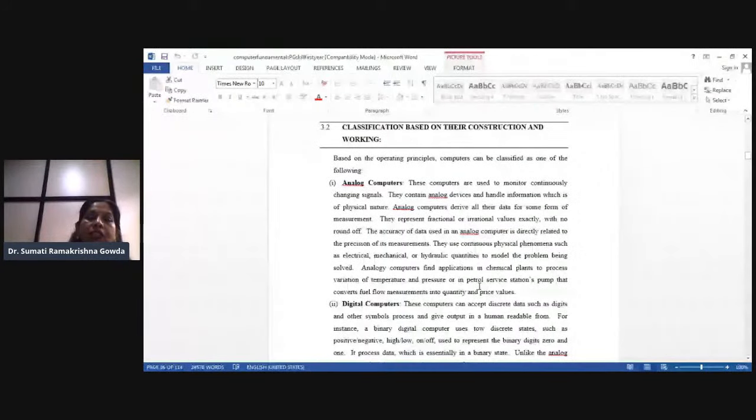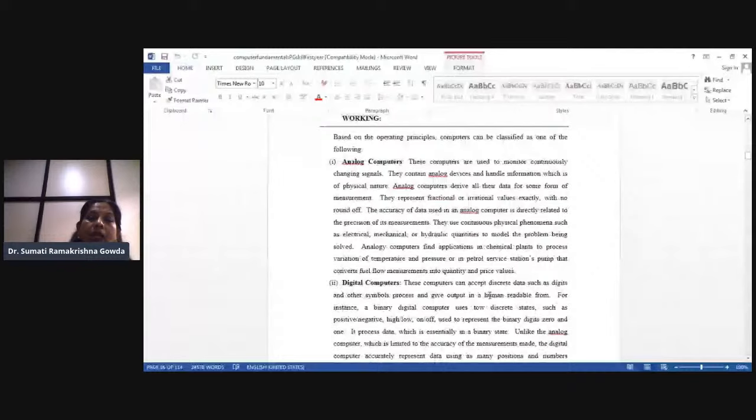Analog computers find applications in chemical plants to process variation of temperature and pressure, or in petrol service station pumps that convert fuel flow measurements into quantity and price values. Where do we use analog computers? We use them in hospitals. You might have seen them in the form of signals. Analog signals means electrical signals. Supposed to measure the heartbeat and all, they show the waveforms. They are nothing but your analog computers.